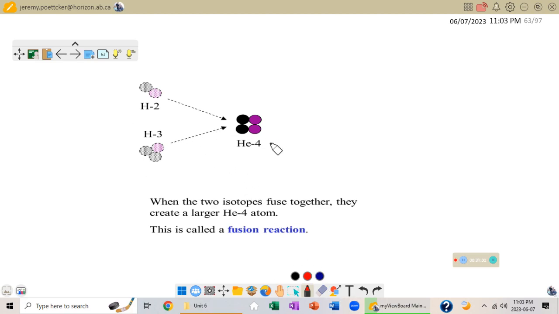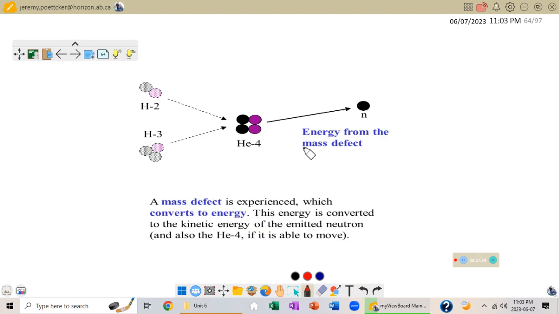Now, you can probably see right away that when these two isotopes fuse together, they create a larger helium-4 atom in a fusion reaction. And if you're counting, you're like, wait a minute, 1, 2, 3, 4, 5. 1, 2, 3, 4. There's a problem. And yes, you're right, there is a problem. If this reaction occurs, we are also producing an extra neutron. Lovely. And then the neutron is emitted at fairly high energy, and the helium-4 is also emitted at fairly high energy.